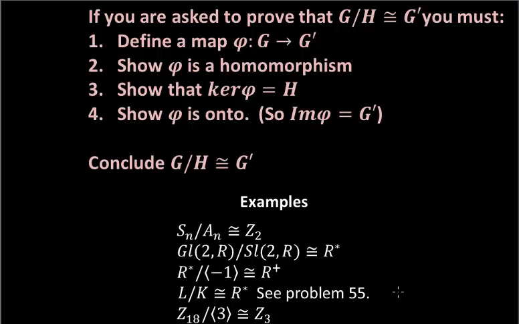If you are asked to prove that G mod H, some factor group, is isomorphic to G prime, you can do it using the first isomorphism theorem. You need to define a map from G to G prime and show that the map phi is a homomorphism, show that its kernel is the subgroup H, and show that phi is onto. In other words, the image of phi is all of G prime. Then you can conclude that G mod H is isomorphic to G prime.